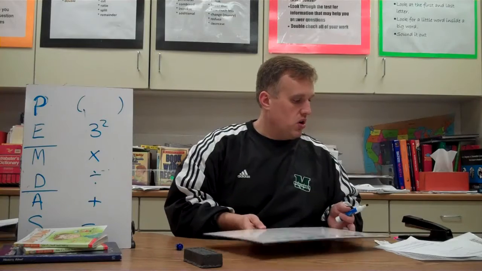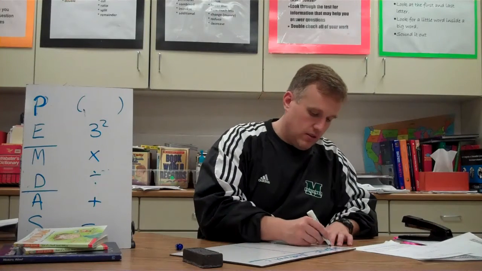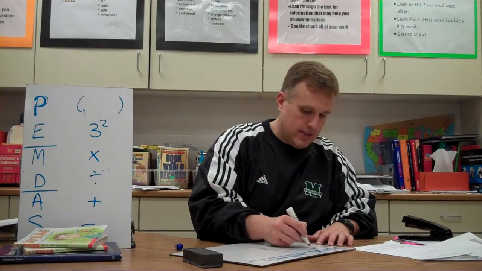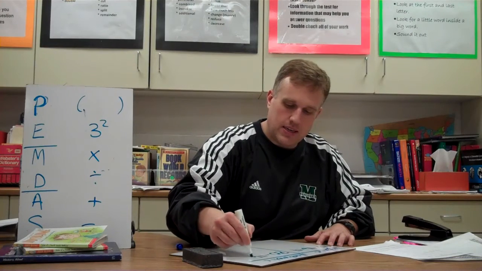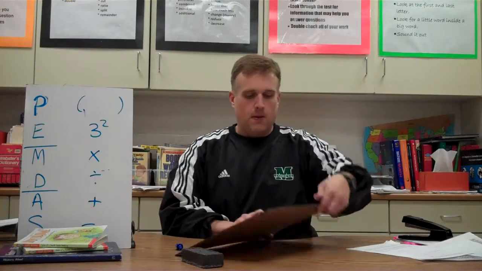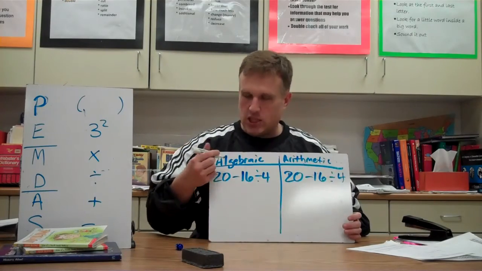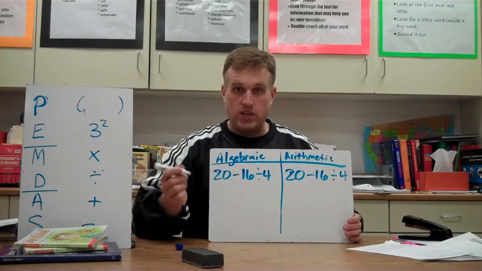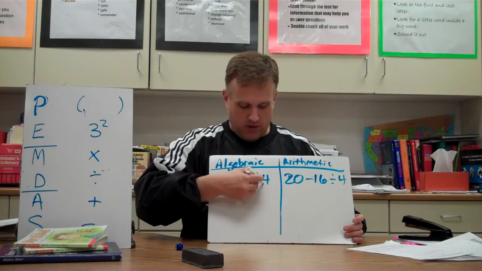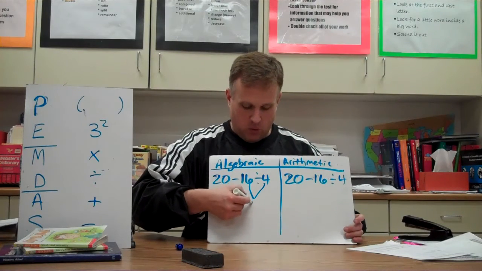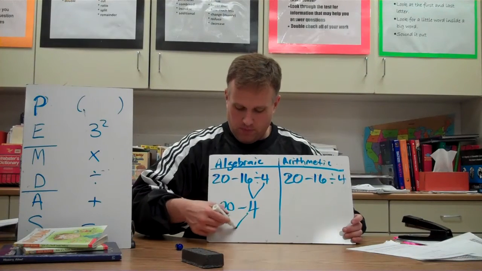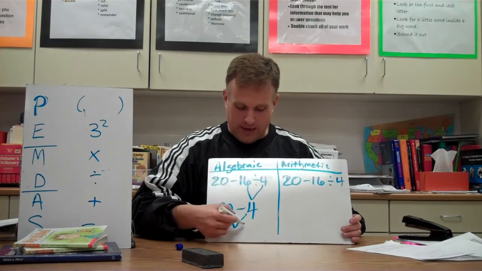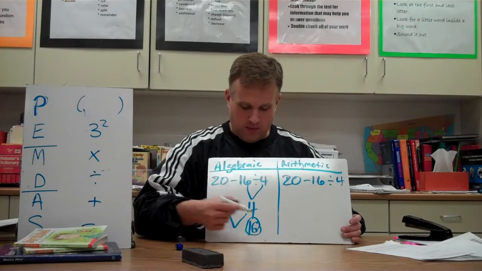Let's do number 9. 20 minus 16 divided by 4. 20 minus 16 divided by 4. Okay? So we'll do it the algebraic way first, using the order of operations. So I'm going to do my division first. 16 divided by 4 is 4. Rewrite my problem. 20 take away 4 is 16.